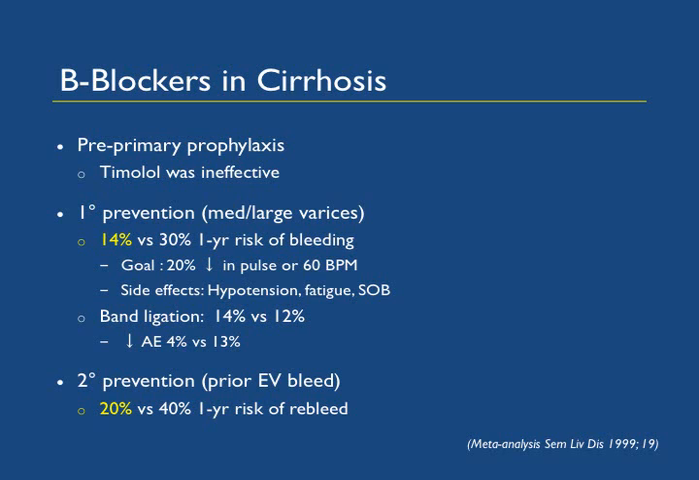In patients who've already previously bled, there's also multiple studies demonstrating the efficacy of using beta blockers to reduce the risk of bleeding. The way in which this works is beta blockers reduce cardiac output and also reduce splanchnic inflow and lead to a relative hypotensive effect in the portal circulation. When you look at secondary prevention in multiple meta-analyses, the risk of rebleeding in patients who receive beta blockers is only 20% versus 40% in patients who did not receive beta blockers. So clearly, beta blockers are also indicated in patients who have had bleeding previously from esophageal varices.